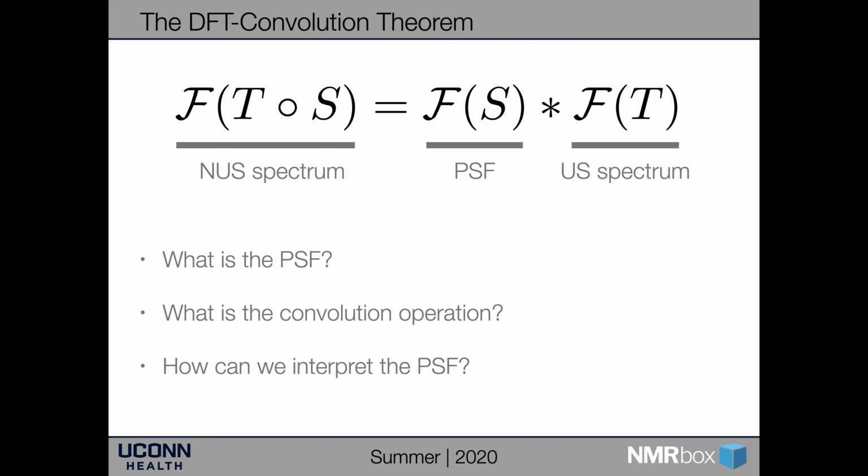So here's the DFT-Convolution Theorem that I just showed you by picture on the previous slide. The basic idea is we have our time domain data T. If we take the Fourier transform of that, we get our uniformly sampled spectrum. If we take our time domain data T and we subsample it with our sample schedule S, take the Fourier transform, that gives us our NUS spectrum. The connection between these two is given by the point spread function and this convolution operator that we see right here. So let's take a look at that point spread function.